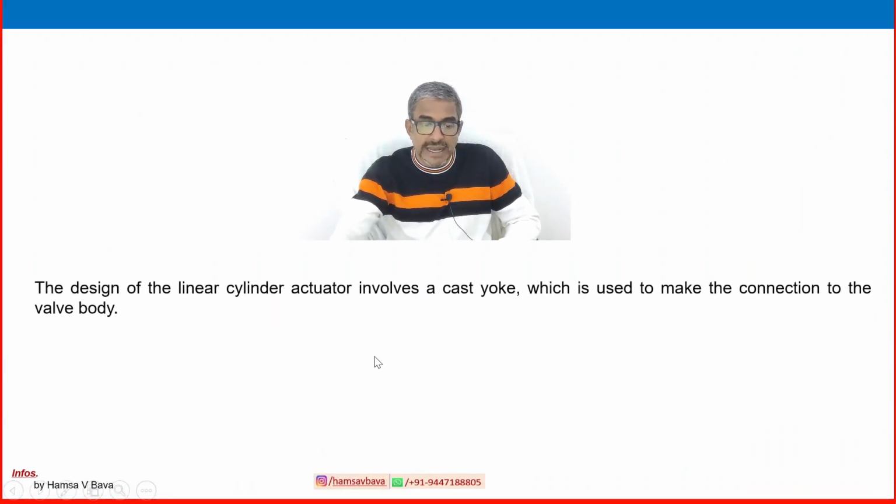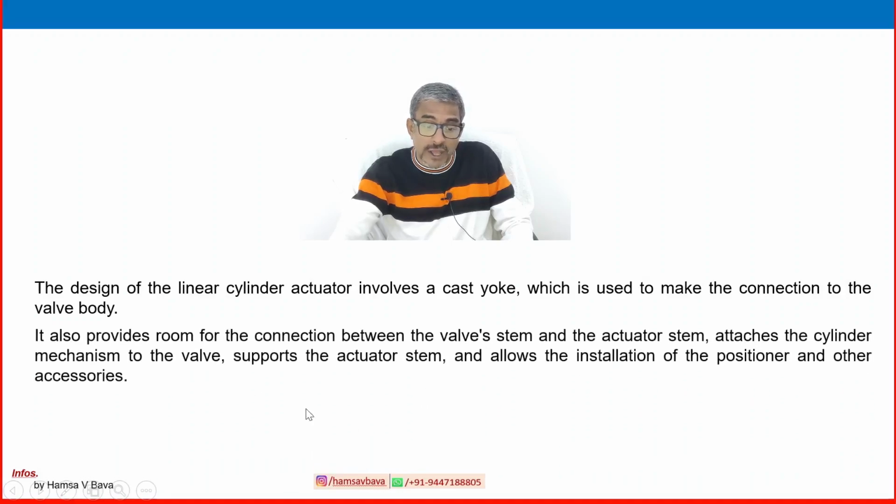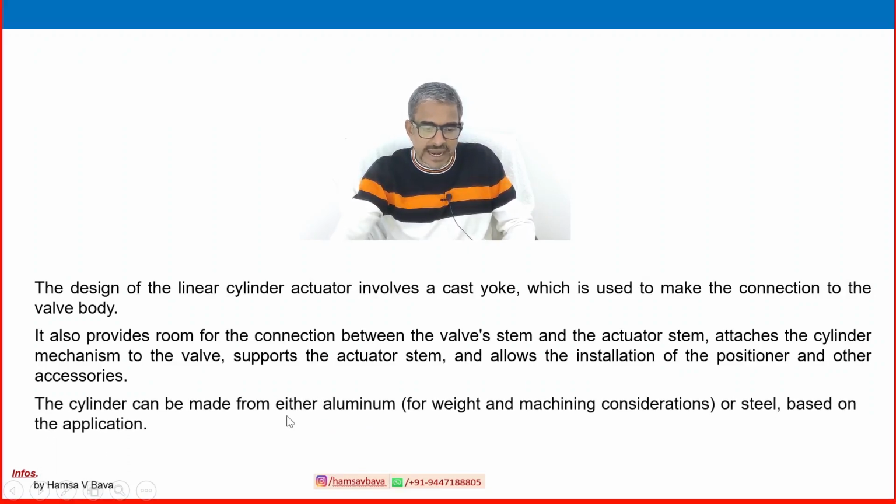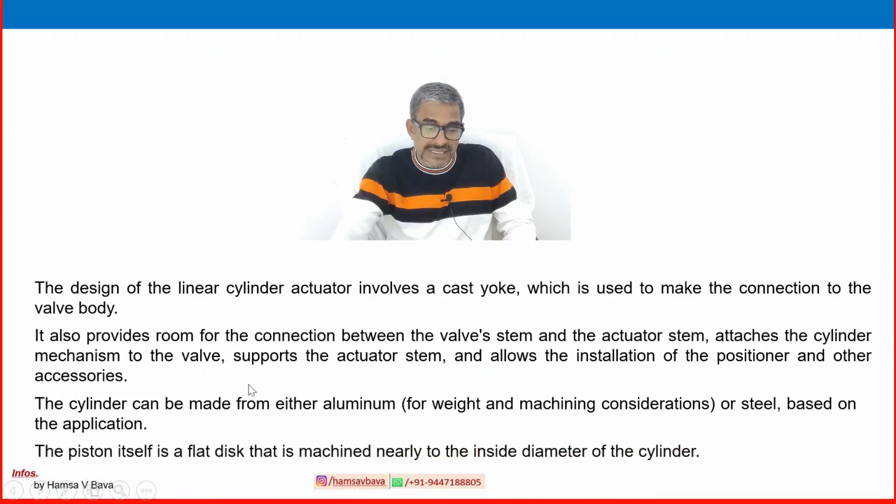The body of the linear cylinder actuator involves a cast yoke which is used to make the connection to the valve body. It also provides room for the connection between the valve stem and actuator stem, attaches the cylinder mechanism to the valve, supports the actuator stem, and allows the installation of the positioner and some other constructional details. The cylinder can be made of either aluminum or steel based on the application. So different materials are used for construction. The piston itself is a flat disc that is machined neatly to the inside diameter of the cylinder.